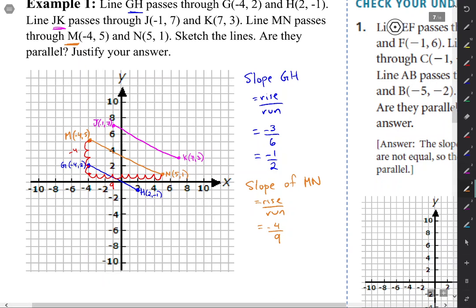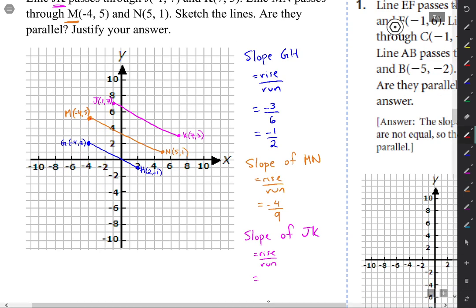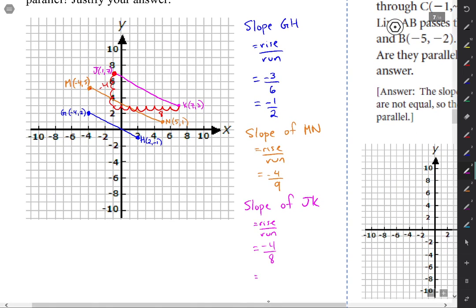But let's see what happens when we do JK. So I'm going to start at J, and I'm going to rise to get to K, but we're actually going in the negative direction again. So 1, 2, 3, 4. Negative 4 is the rise. And then we're going in the positive direction for the run. 1, 2, 3, 4, 5, 6, 7, 8. So negative 4 over 8 is the slope for JK. And then we can definitely simplify that to negative 1 over 2. So in the end, the 3 slopes we have are negative 1 over 2, negative 4 over 9, and negative 1 over 2 again.